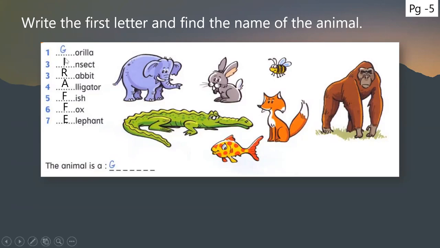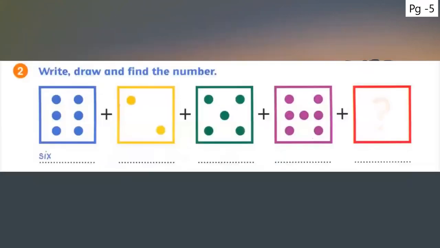Can you see a word? Where is it? G-I-R-A-F-F-E, yes, okay, G-I-R-A-F-F-E. What animal is it? It's a giraffe, yeah. So let's go here. Now we are going to do the next one.